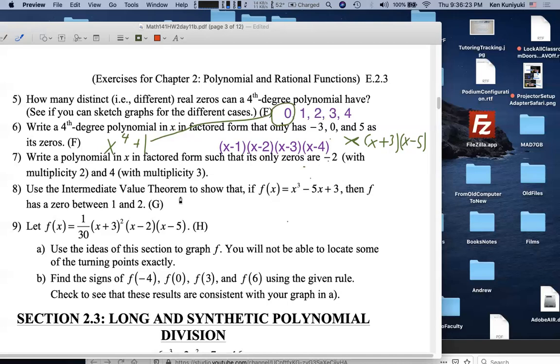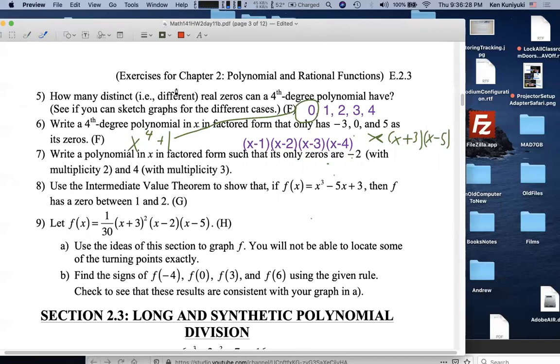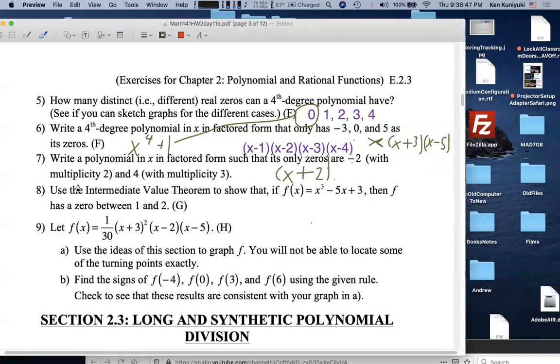Number 7, write a polynomial in x in factored form such that its only zeros are -2 with multiplicity 2 and 4 with multiplicity 3. By the factor theorem, if -2 is a 0, what's a factor? X what? X plus 2, right? X minus -2, x plus 2. That has multiplicity 2. What does that mean? What do I do? Square. Correct. Exponent.